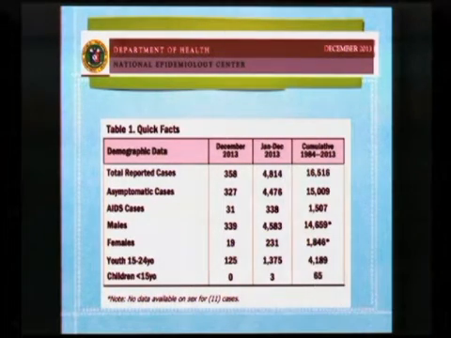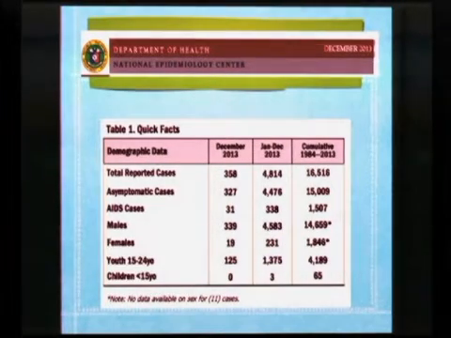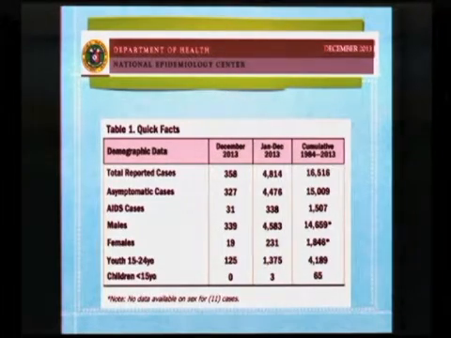First, the data. From 1984 up to about 2013, we have a total of 16,516 reported cases. Of that 16,516, the majority are asymptomatic. And for AIDS cases, there were 1,507 reported cases. Majority were males. The youth, which is from 15 to 24, is at 4,189. And for children, we have a total of 65.